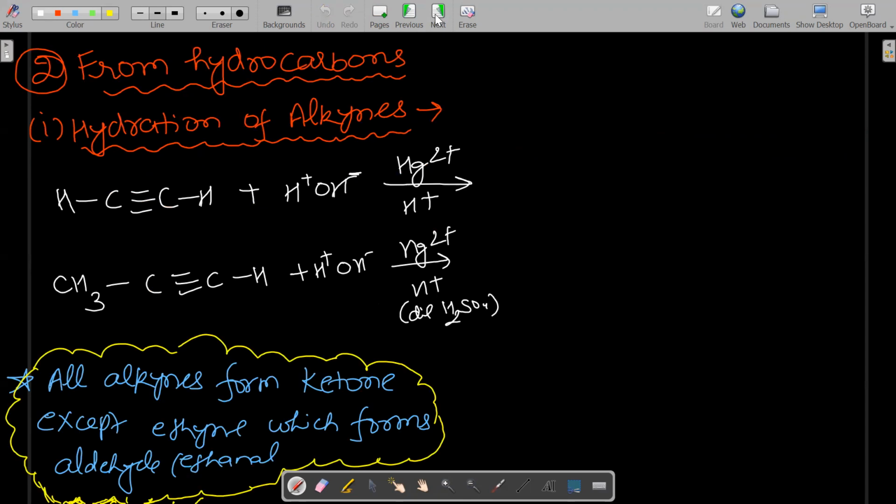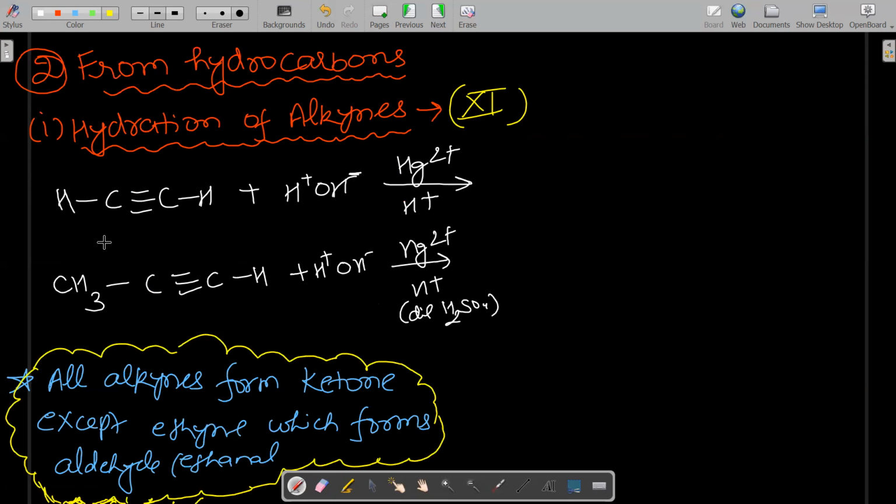Second method, from hydrocarbons. Hydrocarbons means alkenes, alkynes, toluene, etc. From hydrocarbons, there are again 2-3 methods. The first is hydration of alkynes, which you have already read in class 11 and also in chapter 1, on haloalkanes and haloarenes.